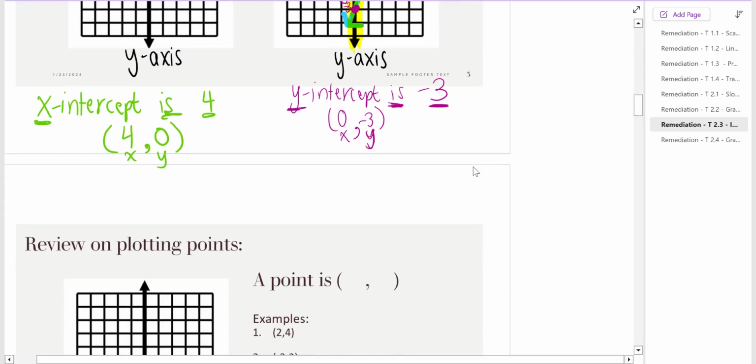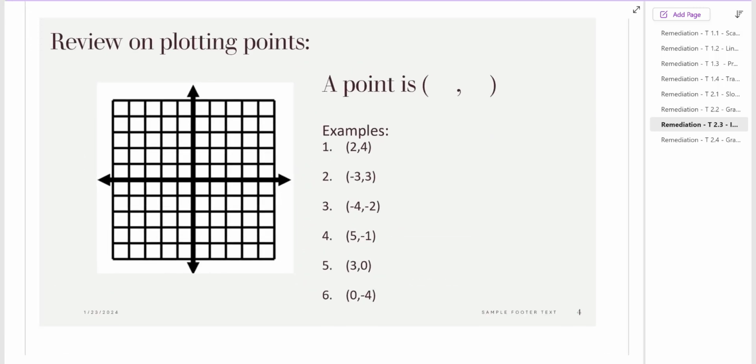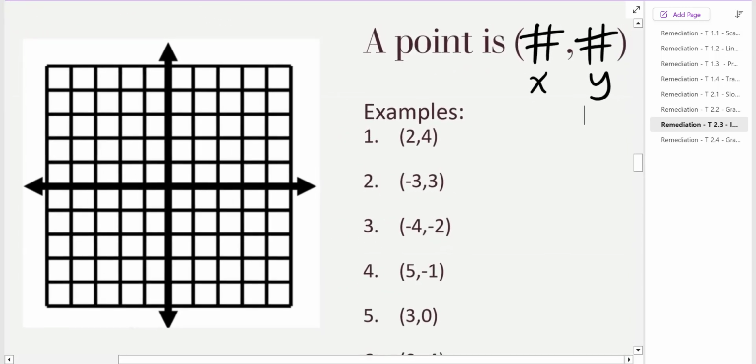Now quickly we're going to do a little review on how to plot a point. So remember, a point is always two numbers. Un punto es dos números. The first number is x, the second number is y. So siempre el primer número es x y el segundo es y. So for example number 1, I'm going to do green. Okay, x is 2, and y is 4.